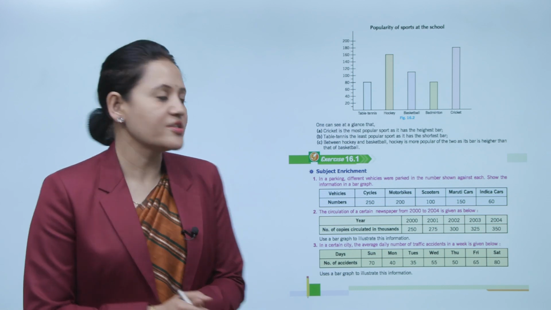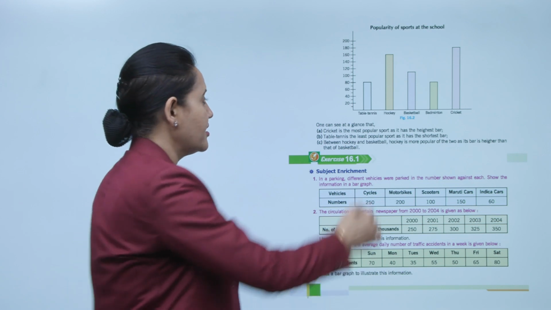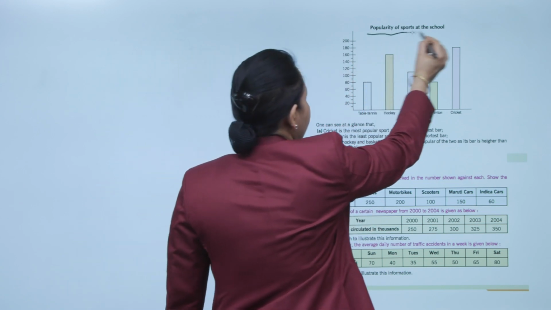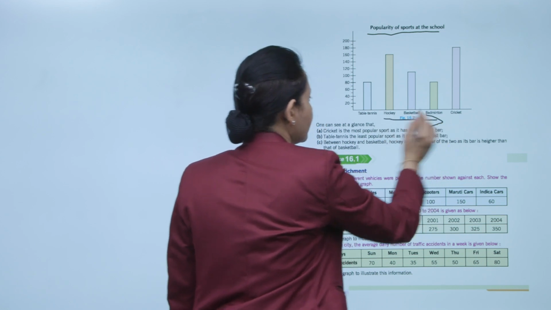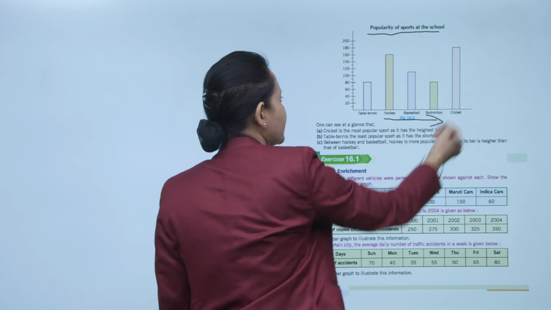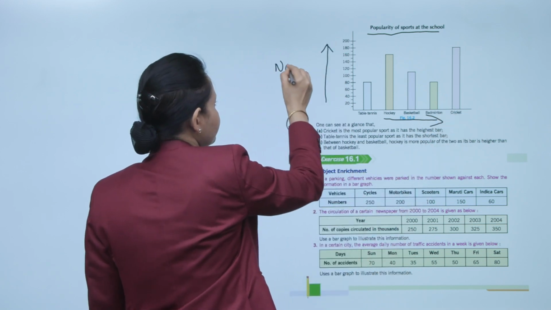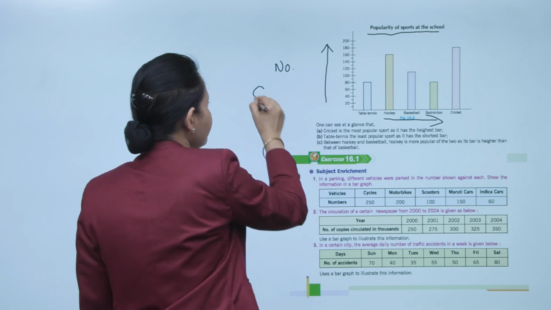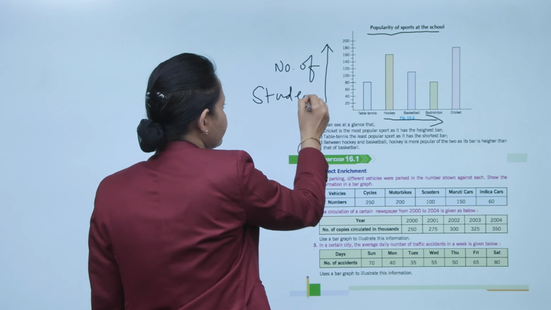Popularity of sports at the school. Here a bar graph is drawn for the sports popular in the school. On the horizontal axis, different sports are taken like table tennis, hockey, basketball, badminton and cricket. On the vertical axis, the number of students is taken.